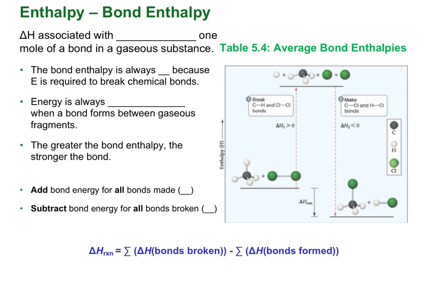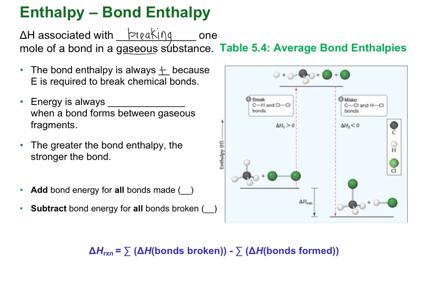The last section that we're going to learn about in Chapter 5 is about bond enthalpy. Bond enthalpy is associated with the energy of breaking 1 mole of a bond when it's in the gaseous phase. Bond enthalpy is always a positive value because to break a bond, you have to put energy into it to pull it apart. And so we always have a positive value for this.